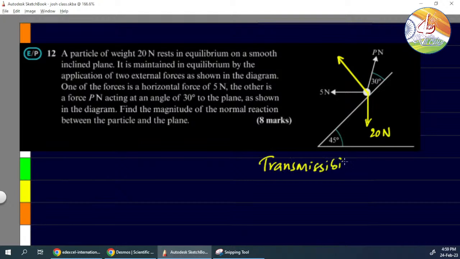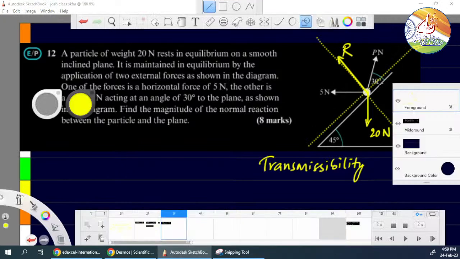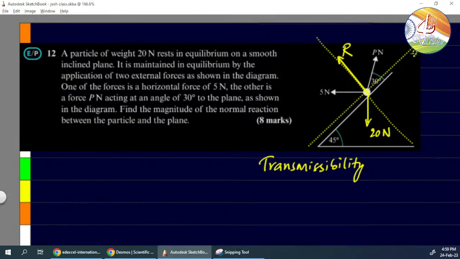Transmissibility says that if you push or pull with the same force in same direction, the result is same. So instead of pushing from this direction, I'm pulling it from this direction. So this is the reaction, normal reaction. Then again we have to take x and y axis. So this is our y axis, and this here is x axis.